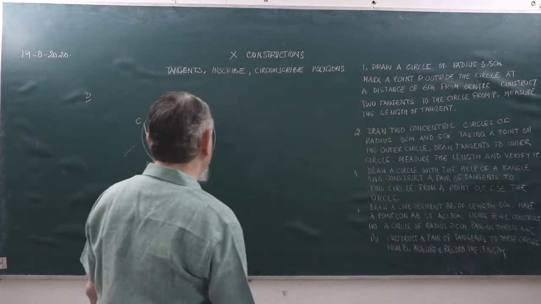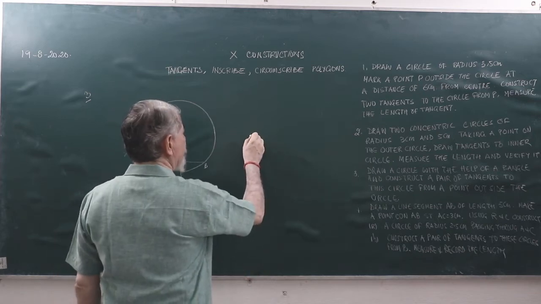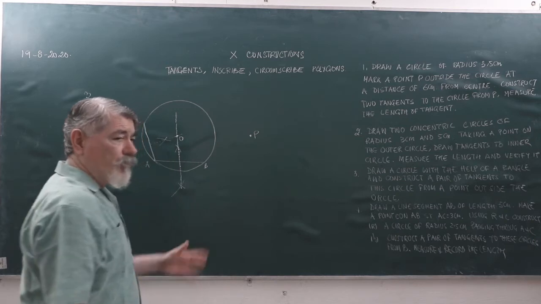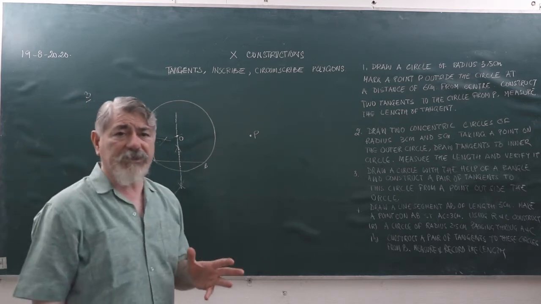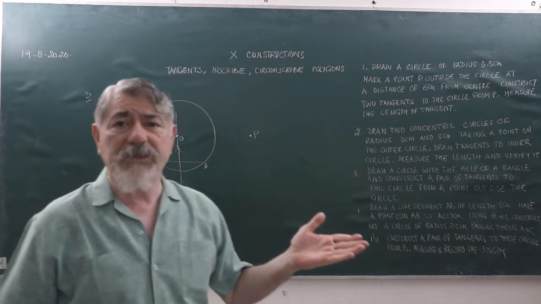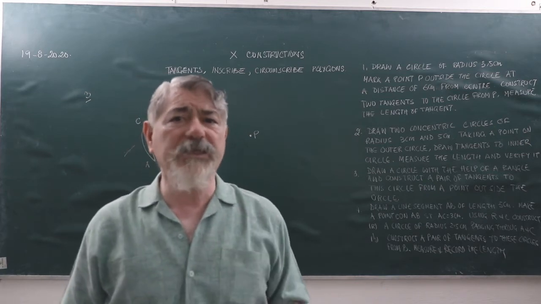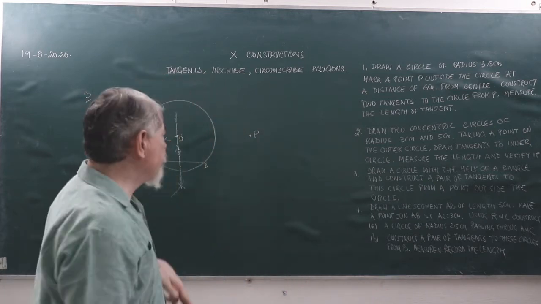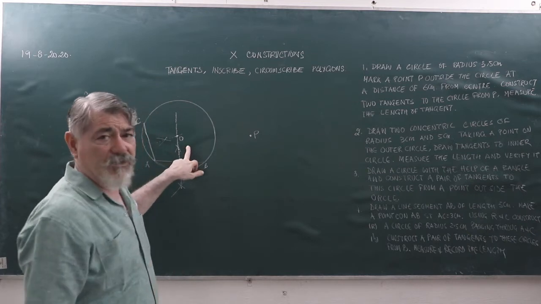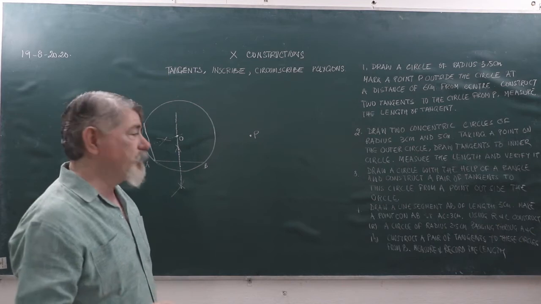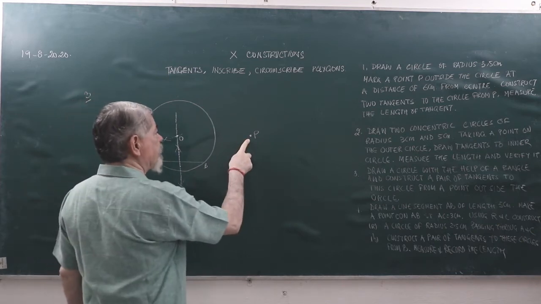I'll take a point P, suppose here, anywhere. You can take a point P here, and we don't know what the distance is. I'm not saying measure the distance, because he has not given you the distance, how far P should be. He said only P should be outside the circle, because from inside the circle you can't draw a tangent. We can draw tangent from a point outside the circle. So P has been taken outside.